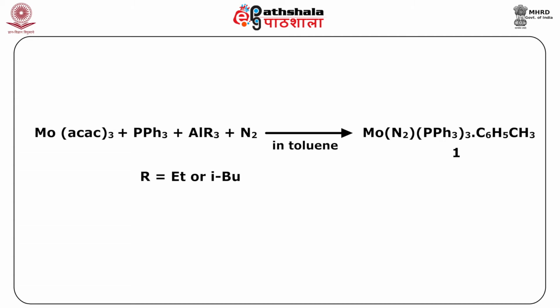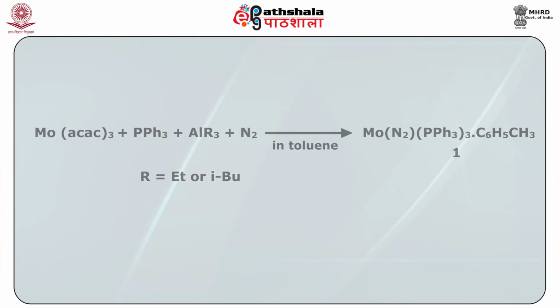In the other type of reactions, when molybdenum 3 acetylacetonate was reduced with triethyl aluminum in the presence of a 10-fold excess of triphenyl phosphine in toluene under nitrogen, an orange color complex was obtained, which is shown as product of this reaction here. This product was empirically formulated as a triphenyl phosphine dinitrogen molybdenum complex.